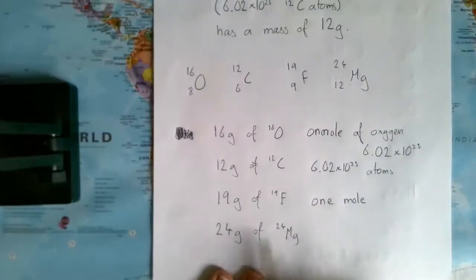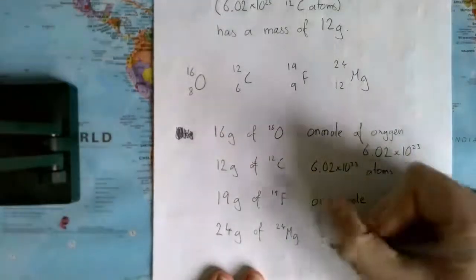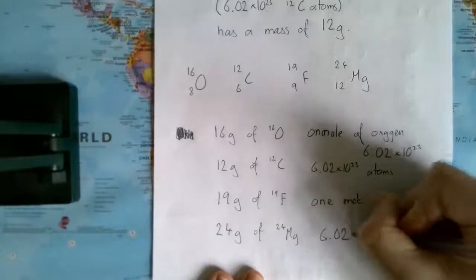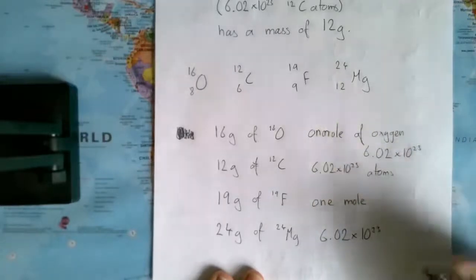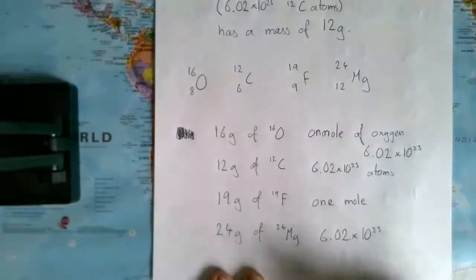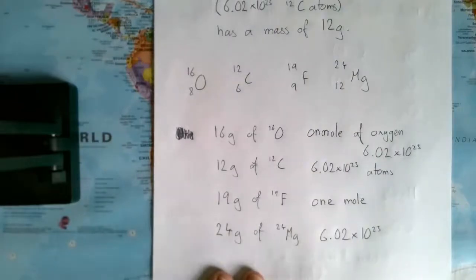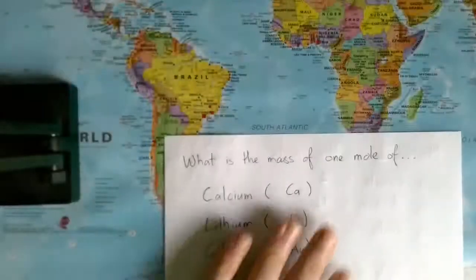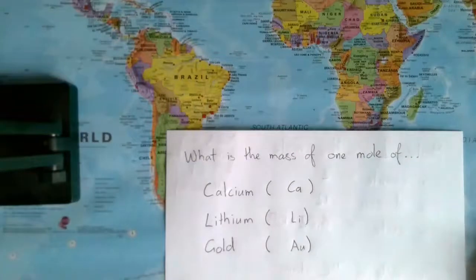Magnesium is 24, so 24 grams, I've got 1 mole, but what 1 mole means is 6.02 times 10 to the 23. They are interchangeable. 1 mole means that. The good news is it works the other way round as well.